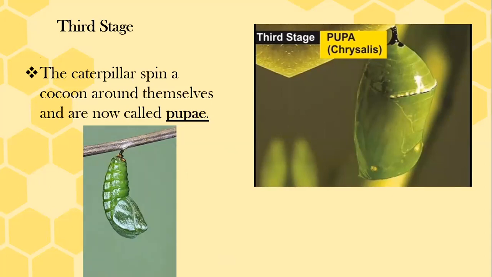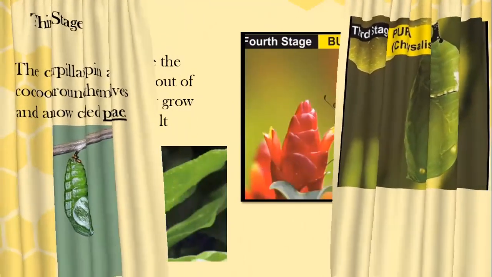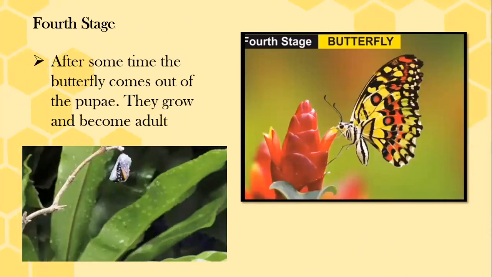Now let's move to the last stage. This is the fourth stage of the butterfly. After some time, the butterfly comes out of the pupa. Can you see the picture? They grow and become an adult. See how it comes out and is trying to fly now. After a few days, it comes out of the pupa and becomes an adult butterfly.